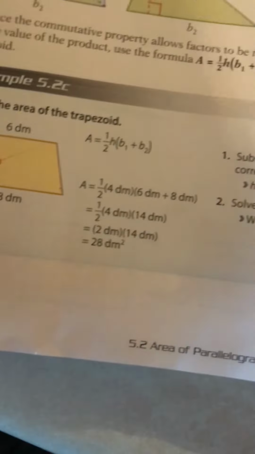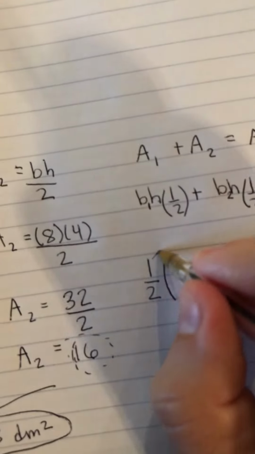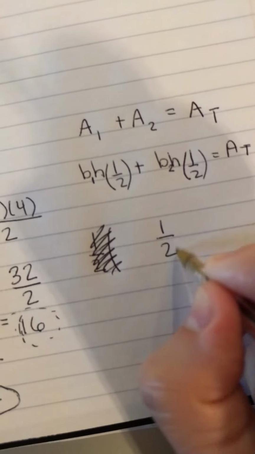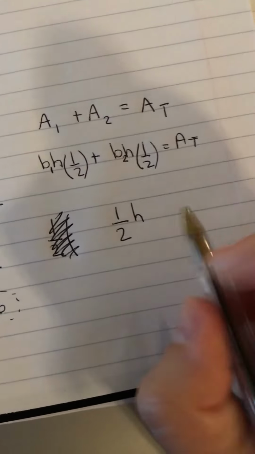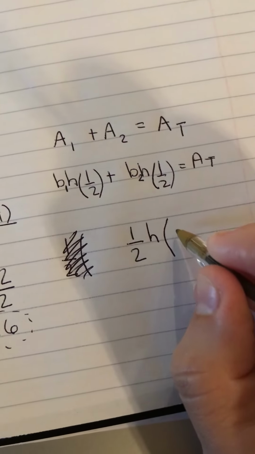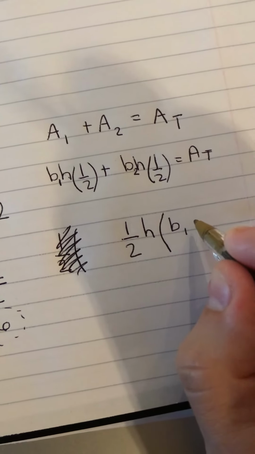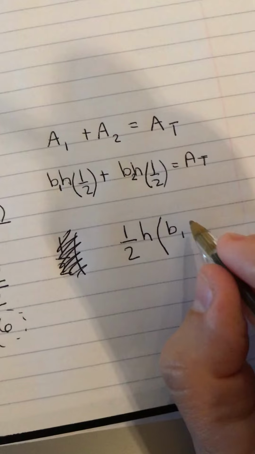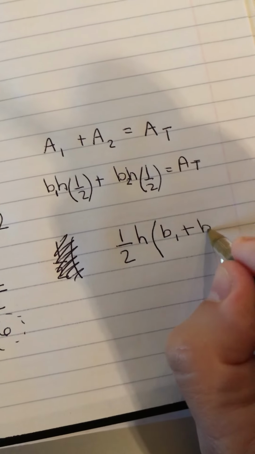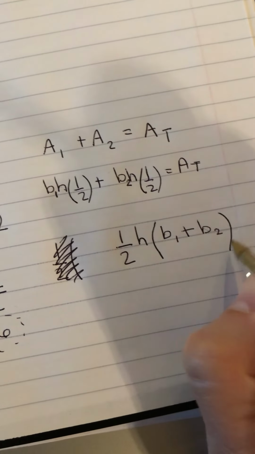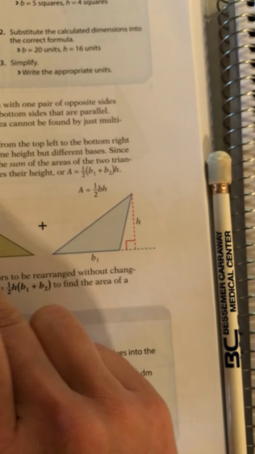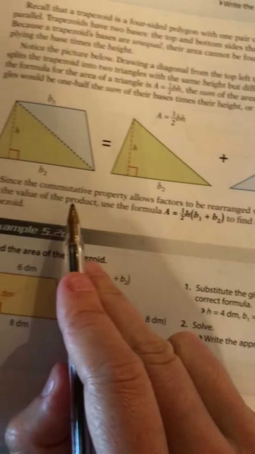You see where we're going with this? So look at me. Let me just erase that. So I could put my 1/2 and my height outside, and I could put my bases inside. Base 1, you keep that dividing. What's dividing them is a plus, so you keep that. This is that property of, what did they say? Oh, there it is, commutative property.